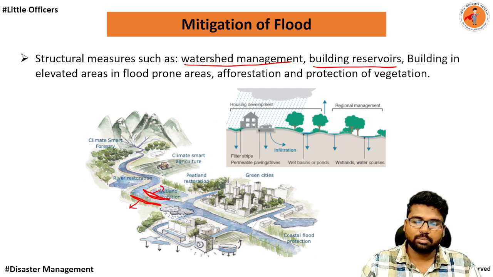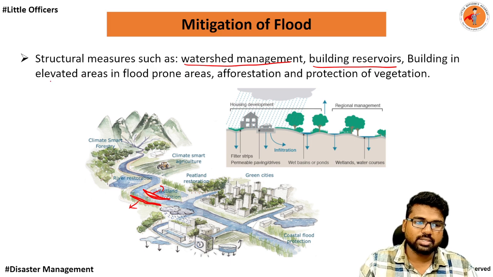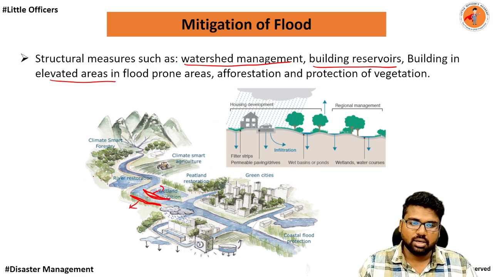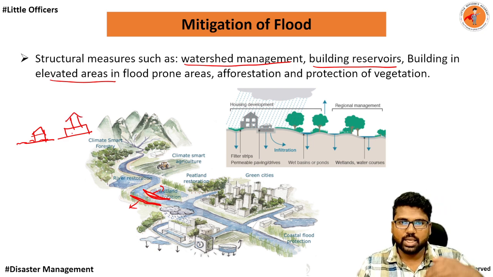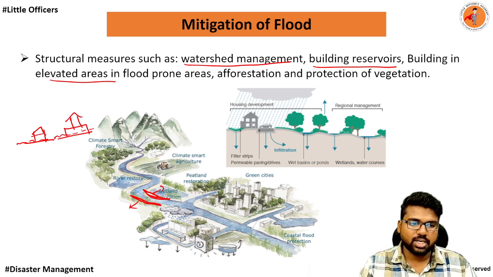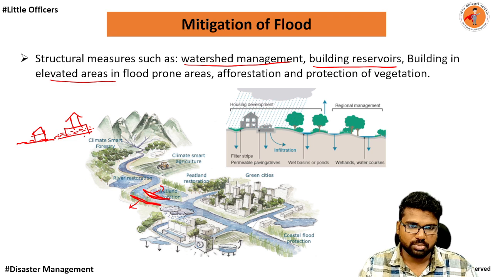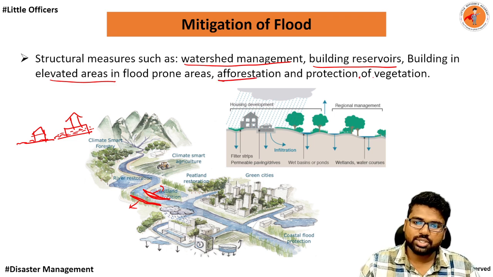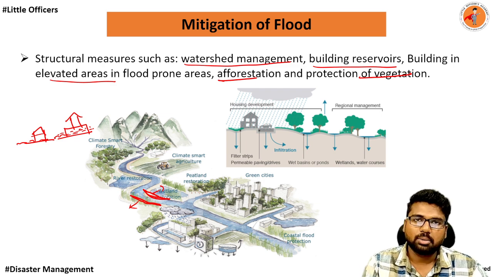And building houses and other important buildings in elevated areas. Let's say this is the normal house you are making, which is prone to flooding. So rather than this, you build your house or the building on an elevated platform. Even if there is a flood, it is not going to flood the house. So this kind of structural measures can be taken, and afforestation and protection of the vegetation, etc. So it's a holistic mitigation plan.